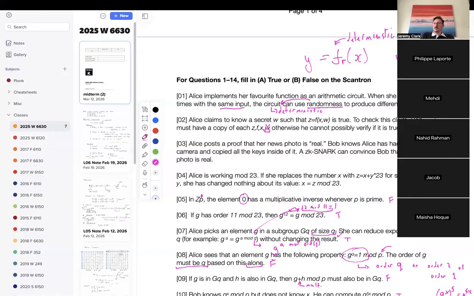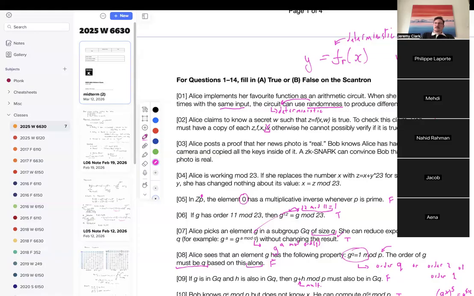But in this case, your input is not fixed. The reason you're getting different outputs is because you have different inputs itself. So you can have random functions and you can model them with SNARKs, but the way that you do it is you put the randomness as an input to the function. It's the only way that you can model it.